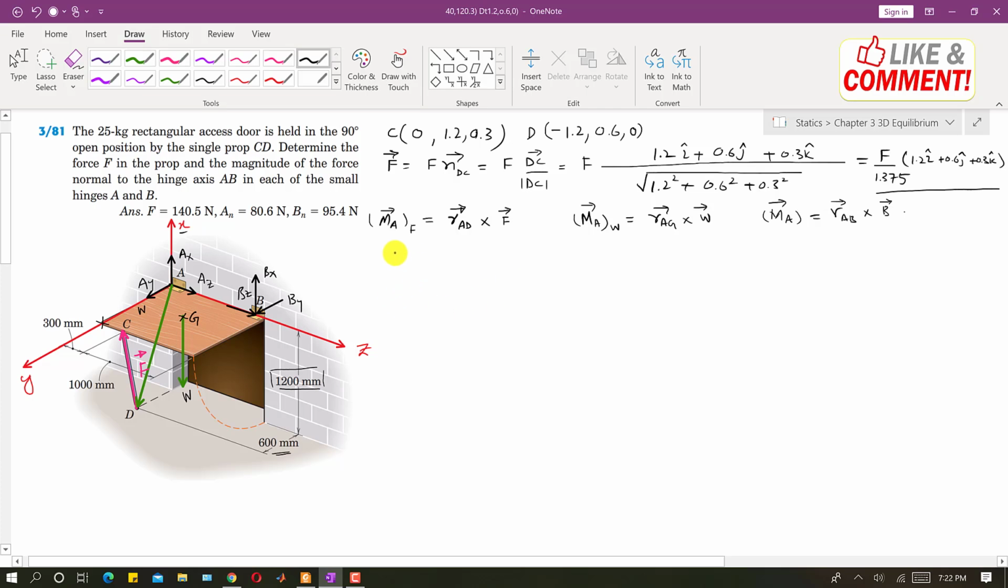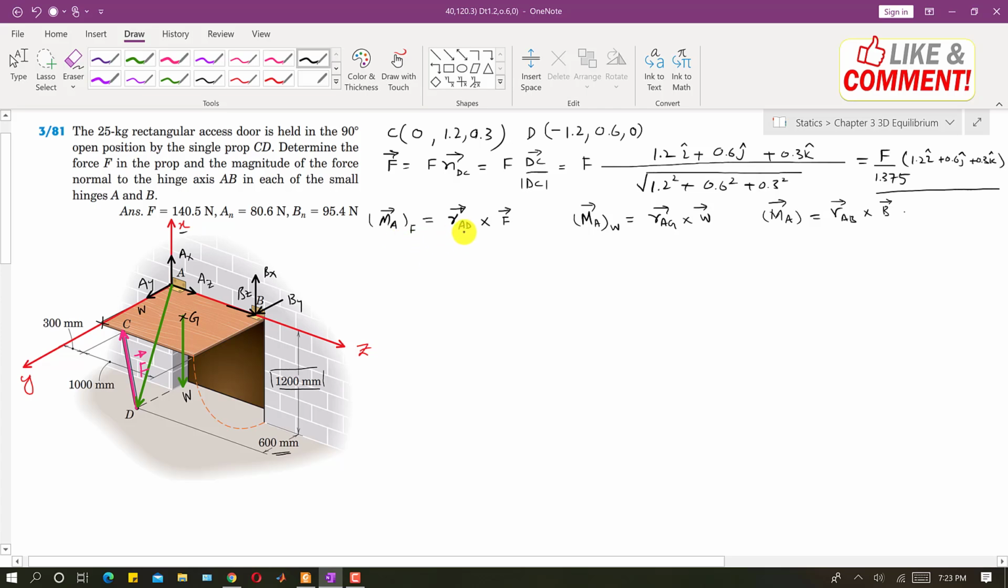Once we find all the moments of these three vectors, we will add all these moments, and then we will get the unknowns, right? Since the reactions at A will not be able to produce a moment at point A, we will not consider them in our equations, right? So first let me find the moment at A due to force F, right?